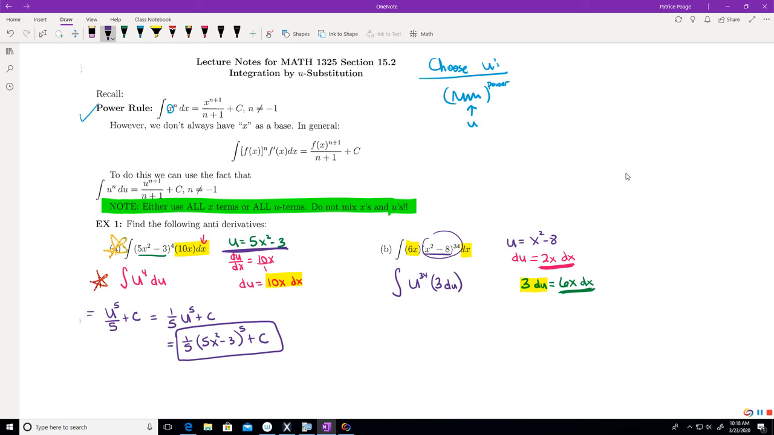All right, so once you've replaced all of your x terms with all of your u terms, the next thing I usually do is pull out any numbers. So I'm going to pull my 3 out front. Then I'm going to integrate. So this will be 3u to the 35 divided by 35 plus c. And then I'm going to put my u back in. So I have 3 over 35. I'm going to replace my u, which was x squared minus 8, to the 35th power plus c.